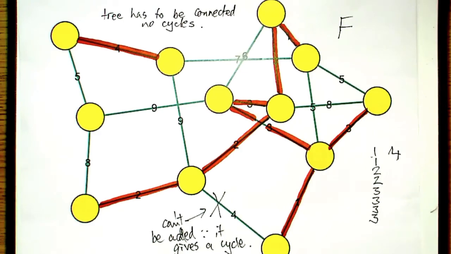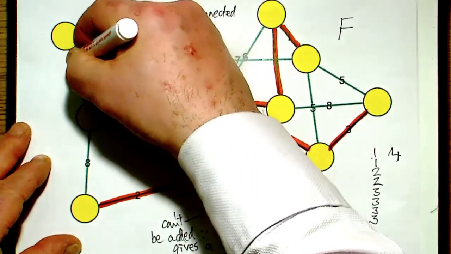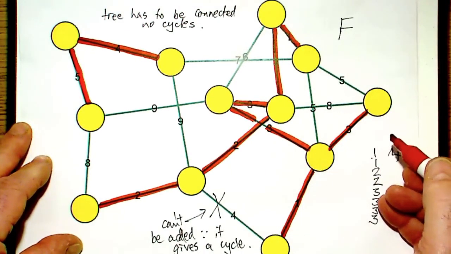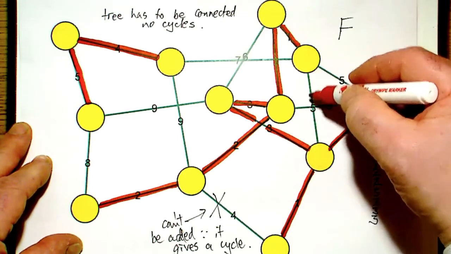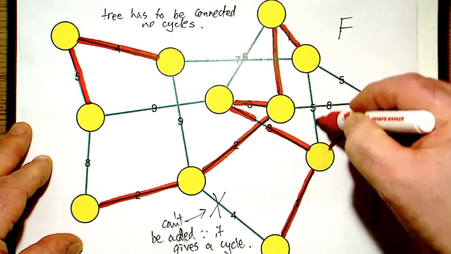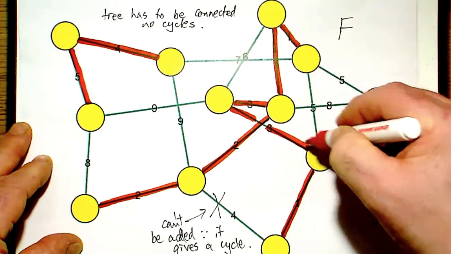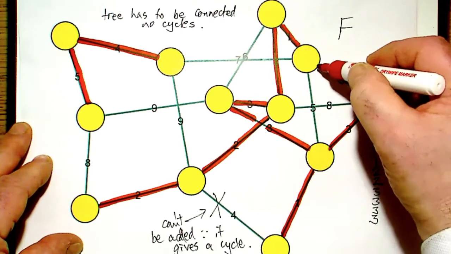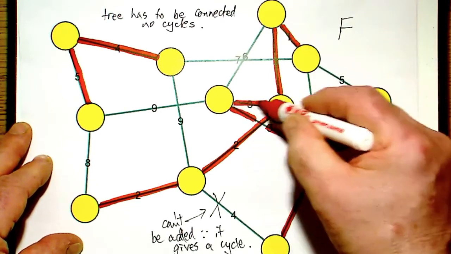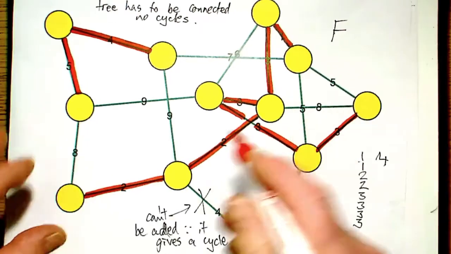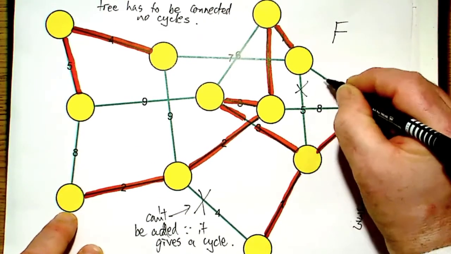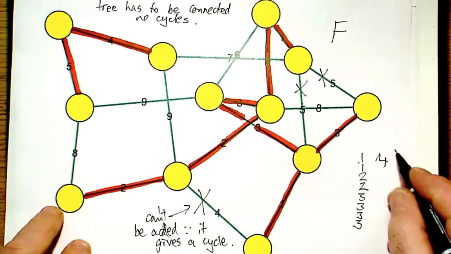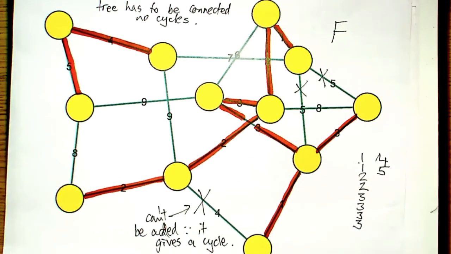Now we look at the 5s. There's one here that is completely unproblematic, and there are 2 more 5s. I can't add this one here, because that would give me a 1, 2, 3, 4, 5 cycle. And I can't add that one either, because that would give me another cycle. So neither of these can be added. So no more 5s can be added. So I added one 5. Now we're on to 6.